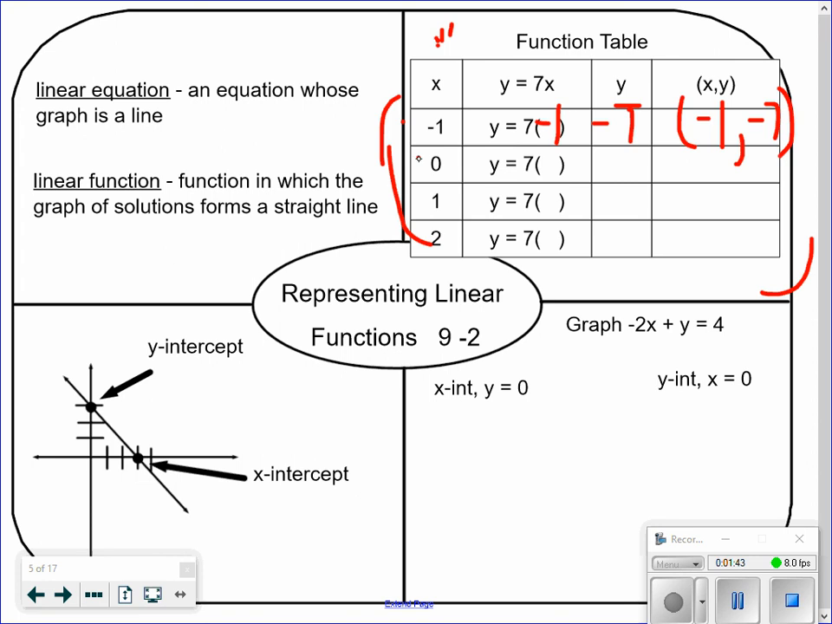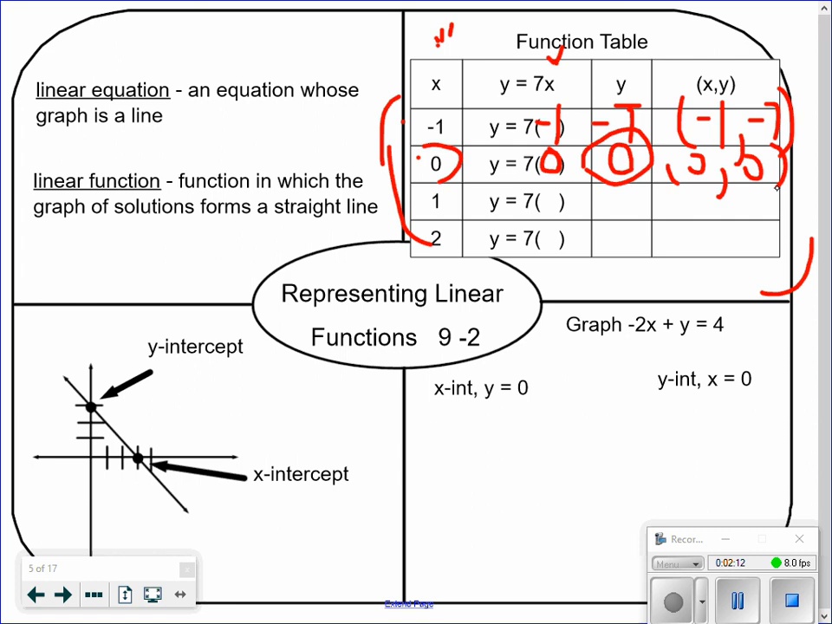Then we do the next one. We take our x value here of 0 and plug it into our equation, because they said this is where our x is. Right there is our x. So 7 times 0 is 0. So now I know my x value is 0, my y value is 0, and so my ordered pair is going to be 0, comma, 0.